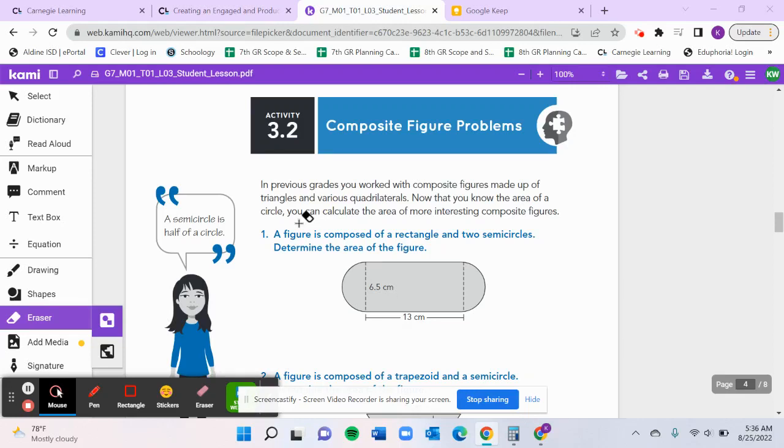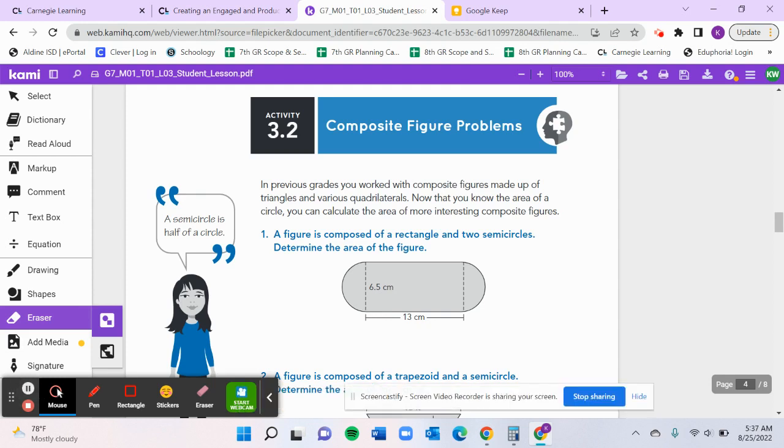This is Module 1, Topic 1, Lesson 3, Activity 3.2. Go ahead and take a moment and read the activity description. Pause here. In this activity, you will calculate the area of composite figures composed of triangles, rectangles, trapezoids, and circles.